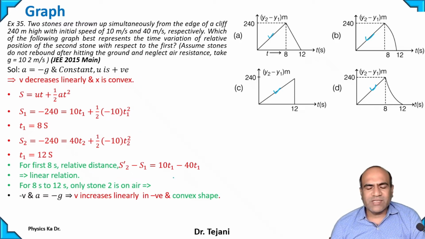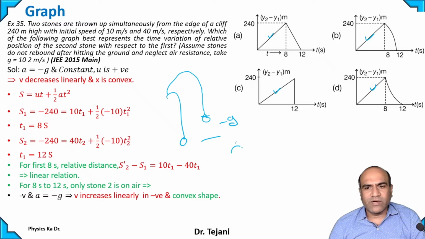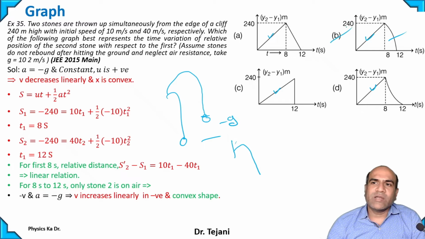What we required is just this: once the first stone is on the ground, the second stone is still moving in air up to some distance. It has to travel and it is having minus g, and therefore it possesses this kind of convex shape, with a negative direction. So this one is correct. Therefore, B is the correct one.